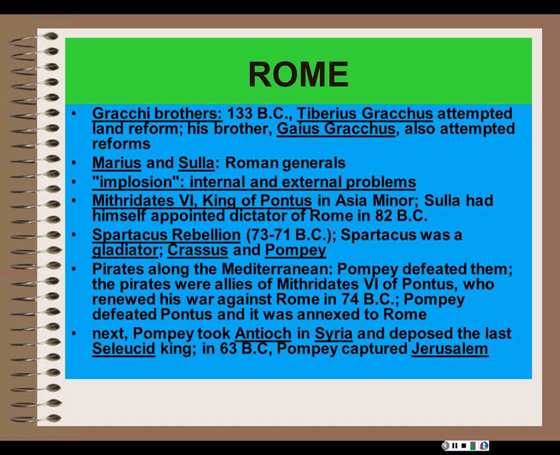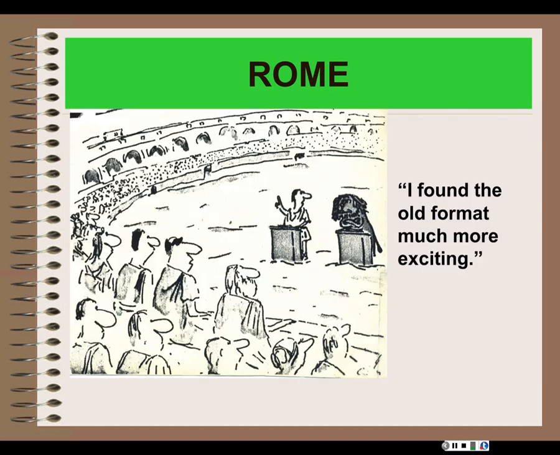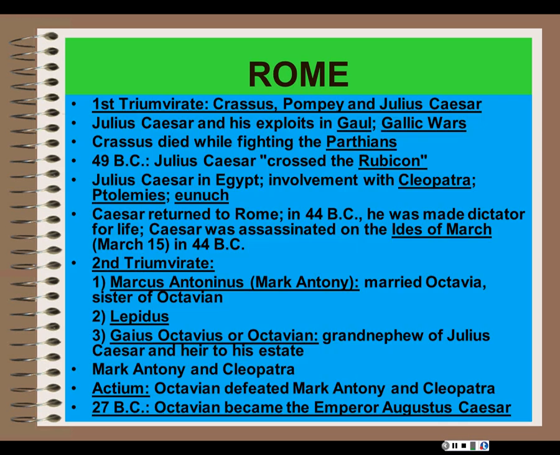And then more stuff happens. Pirates along the Mediterranean. Pompey is sent to defeat them. The pirates were allies of old Mithridates VI, and so Pompey defeated Pontus and annexed that to Rome. Next, Pompey took Antioch in Syria and deposed the last Seleucid king. And in 63 BC, he captured Jerusalem. A little bit here, obviously, about the Roman bread and circuses.